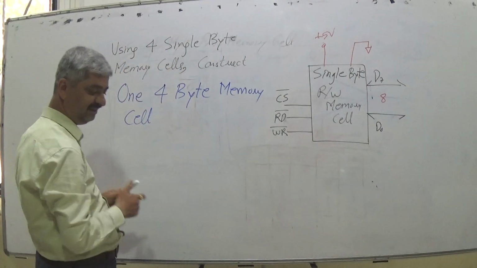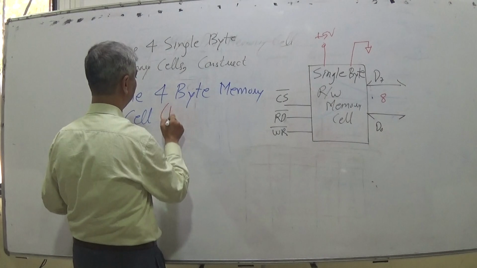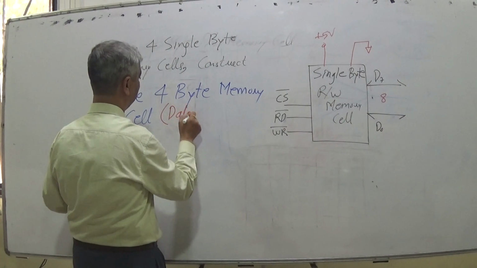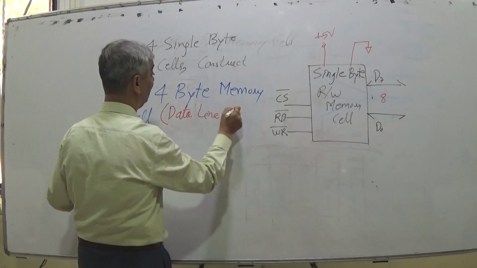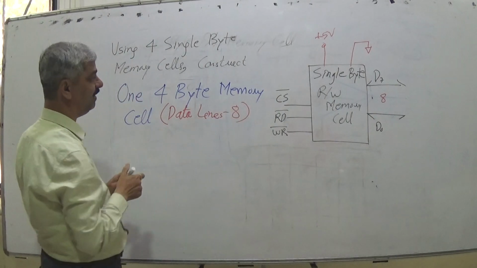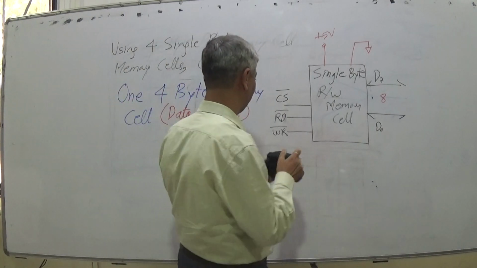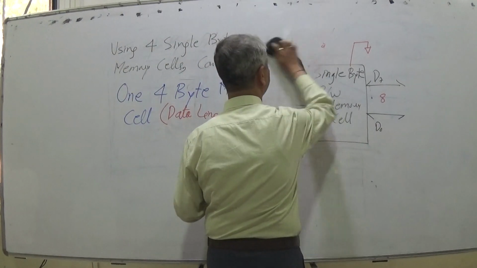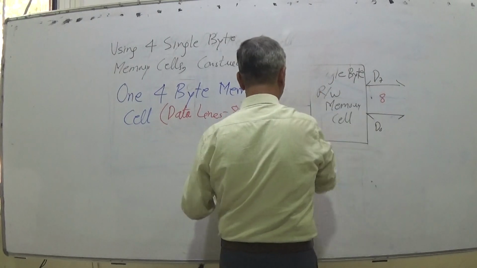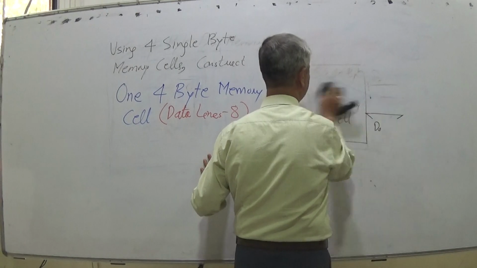A 4 byte memory cell, and the main thing is that data lines must be 8. Even though it is 4 bytes, data lines must be 8. What should happen now? Listen very carefully. I will draw a big diagram. This is very fundamental and you must understand it.